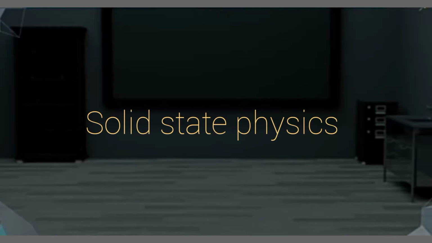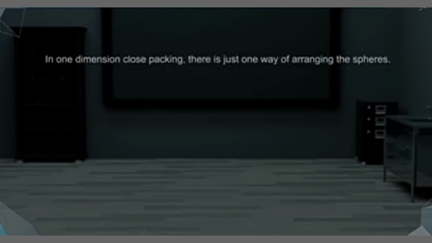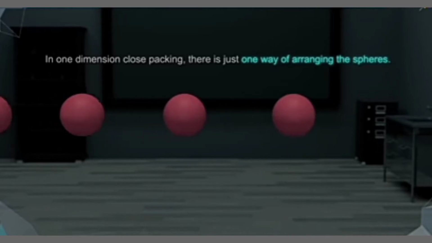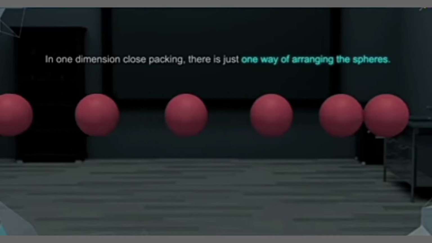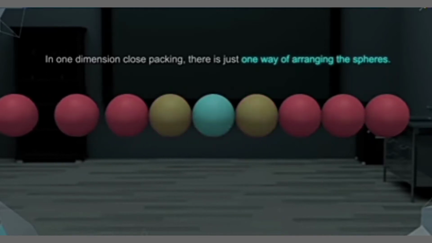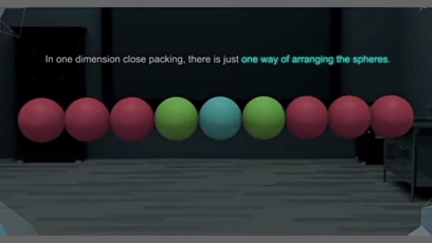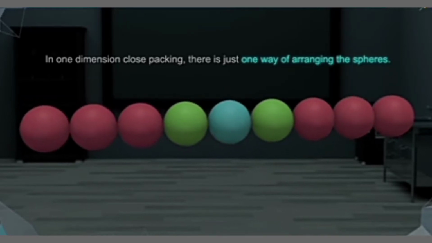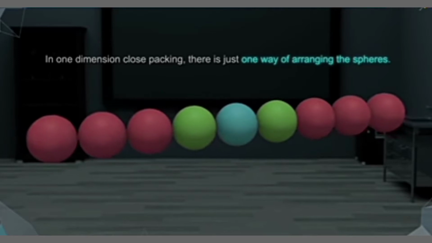Today we are going to see a topic in solid state physics. In one dimension close packing, there is just one way of arranging spheres. Here, the spheres are arranged in a row, touching one another. As a result, each sphere is in contact with two neighboring spheres. Thus, in one dimension close packing, the coordination number is 2.